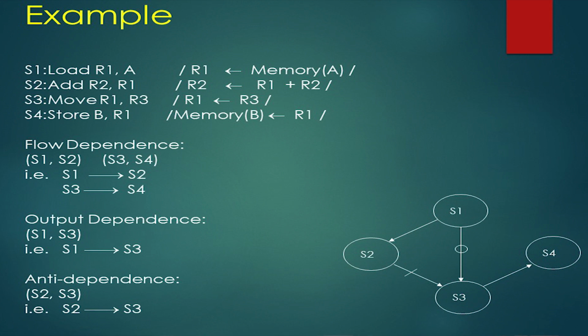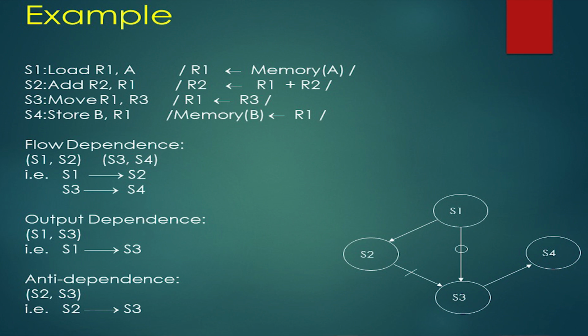Can you identify some more dependencies from this piece of code? Look at statement 3 and statement 4. These are also flow dependent. Why? The same situation. R1 is the output for statement 3 and R1 is the input for statement 4. That's why it is flow dependent. Look at the graph, statement 1, statement 2 and statement 3, statement 4. These are denoted with the arrow mark.